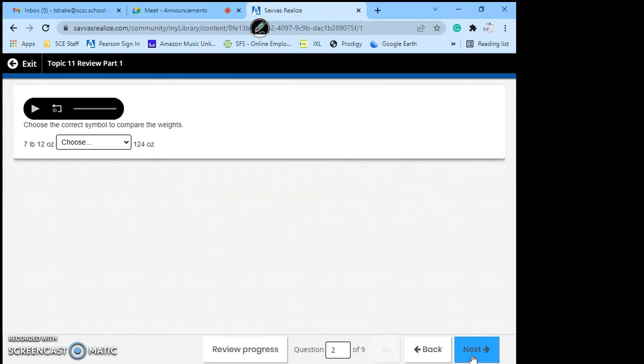Number 2, choose the symbol to compare the weights. We have 7 pounds, 12 ounces, and 124 ounces. So I'm just going to convert my pounds to ounces over here and then add in my 12 extras. So I'm going to go pounds to ounces, which seems familiar. 1 pound equals 16 ounces.